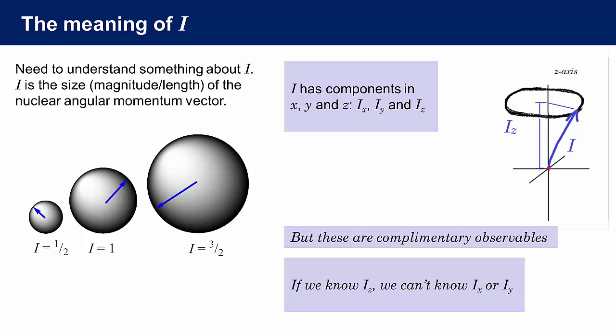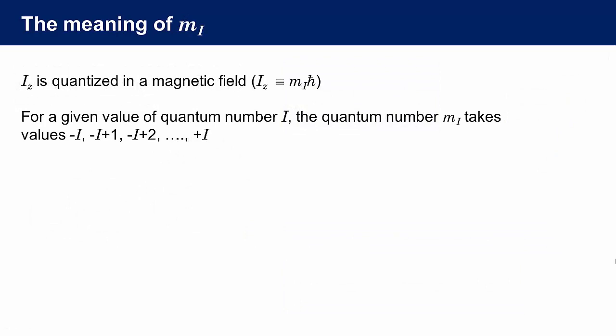In fact, if we know the size of the projection of I on the z-axis, I subscript z, then we cannot know the value of the projection of I on the x-axis or on the y-axis. This constrains the spatial orientation of I. If we know the value of I subscript z, then all we know is the cone on which I must lie. In an applied magnetic field, the field defines the z-axis.